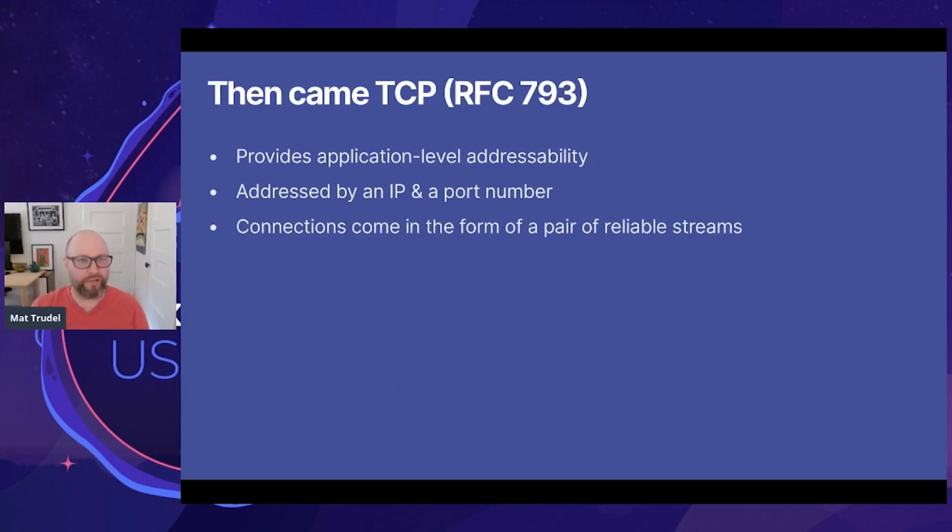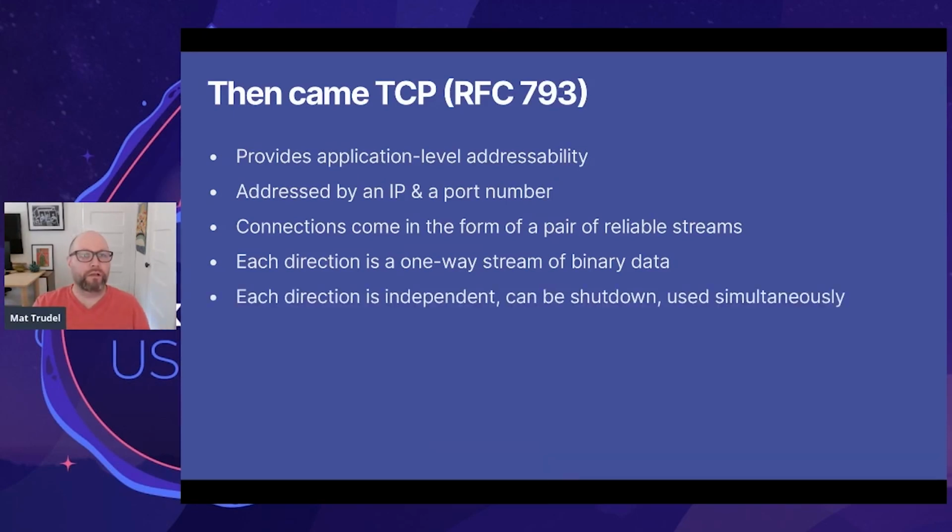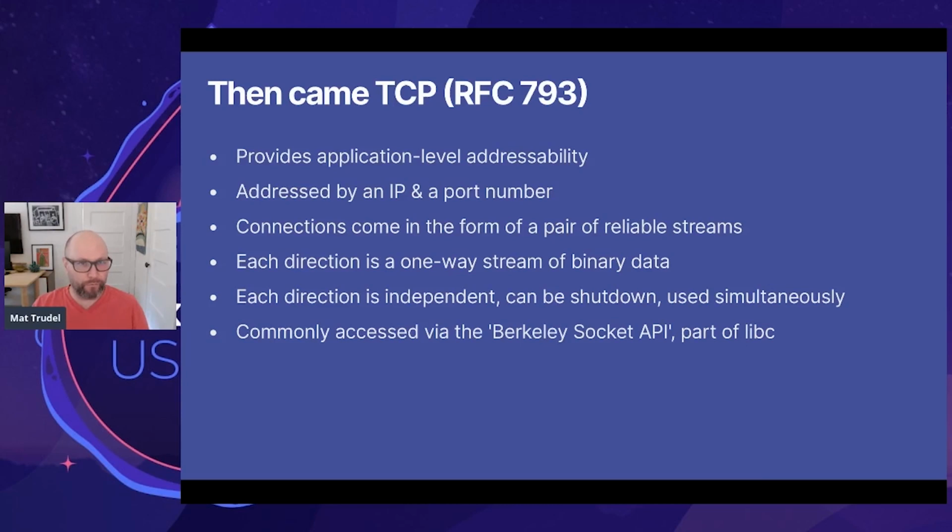Once you make a connection to that remote machine, the connection comes in the form of a pair of reliable streams. These are basically one-way streams, one running in each direction, and they're binary streams where data goes in one end and comes out the other. The directions are totally independent. They can be shut down independently. They can be used simultaneously, and they're most commonly accessed via an API that's colloquially known as the Berkeley Sockets API. It ships as part of just about every operating system today.